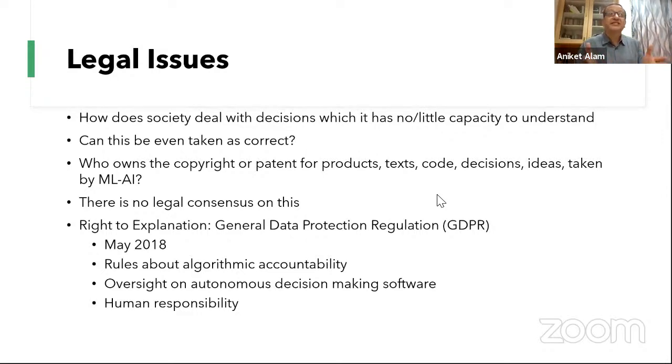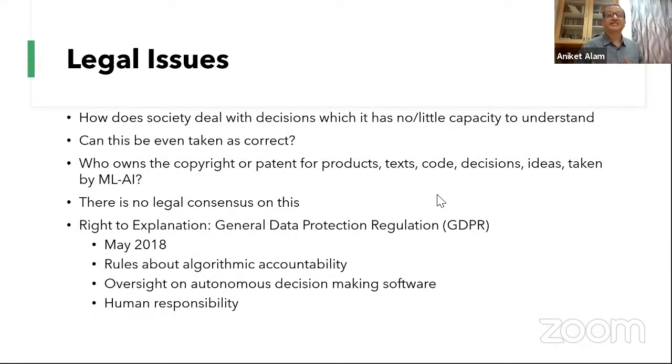I mean, the basic thing is still unsure: does a software get a patent or a copyright? Is a software a machine or text? Because copyright is for text, patent is for a machine, a product. And a software is both.